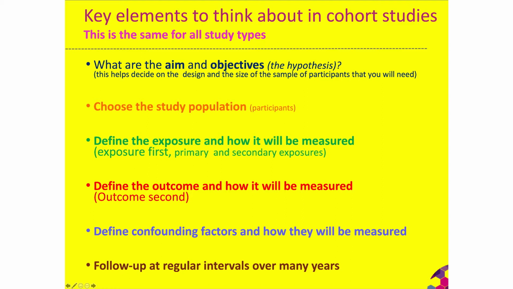We then choose the study population, the participants. We then define the exposure and how it will be measured. Remember, exposure comes first. And so we look at either the primary, the most important exposures we're interested in, as well as secondary exposures that we might also be interested in. We then define the outcome and how it will be measured, and the outcome comes later, so we measure the outcome after we've started measuring the exposure. We then define confounding factors. We will discuss what confounding factors are in a later session, and we'll look at how they will be measured. And then we follow the participants up at regular intervals over many years.